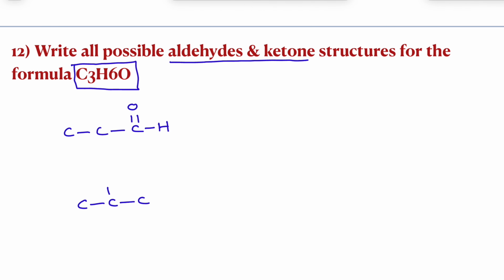Next possibility, ketone. This is the only place you have a chance. There is no other possibility. So only 2 isomers are possible. One is aldehyde, another one is ketone, and these two are functional group isomers.